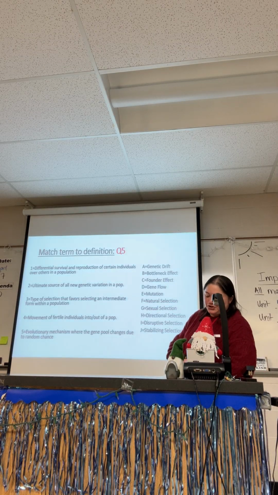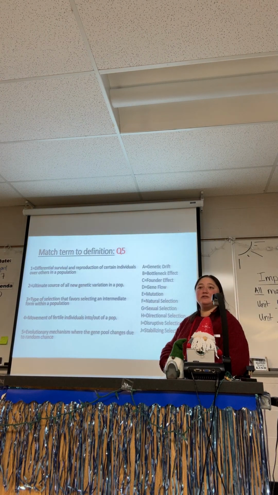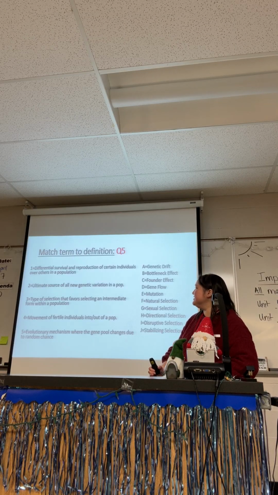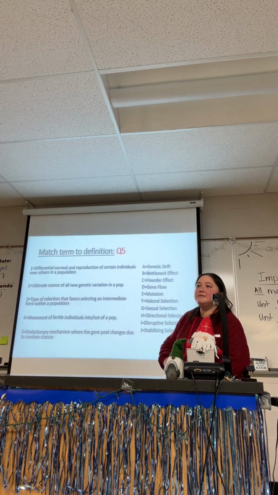Number 1, differential survival and reproduction of certain individuals over others in a population. What do we call that? Natural selection, very good. Number 2, the ultimate source of new genetic variation in a population. Mutations. The ultimate source of this is always going to go back to those mutations. Good. Number 3, type of selection that favors selecting an intermediate form within a population. Stabilizing selection, very good.